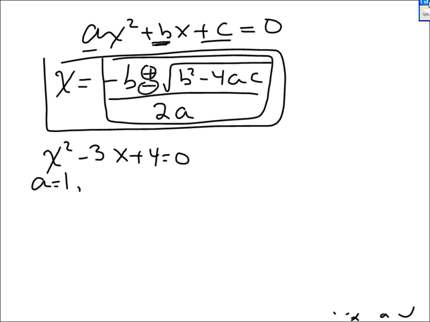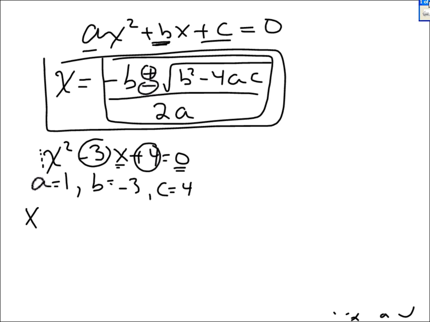A is what x squared is being multiplied by. In this case, it's an imaginary 1. It's understood to be 1. B is what x is being multiplied by, and C is the constant. But it has to say equal to 0. If it didn't, that would be step 1: get it to equal 0.